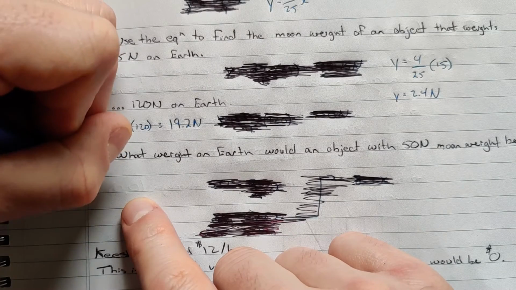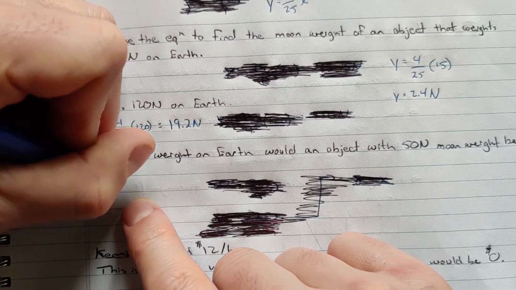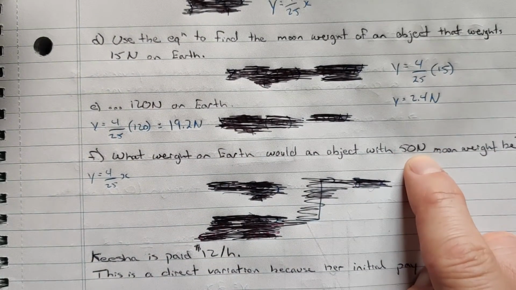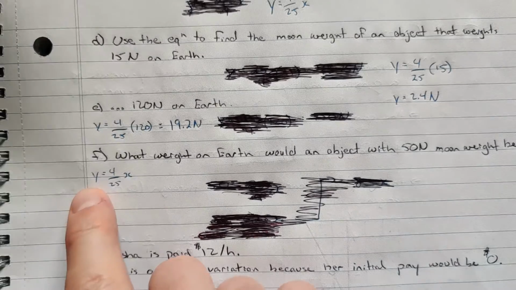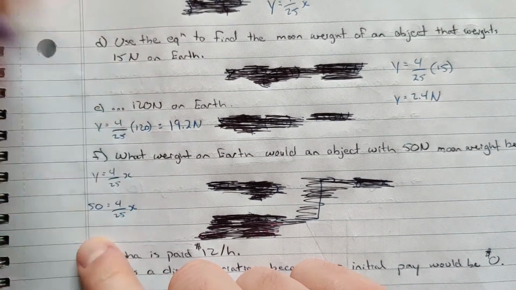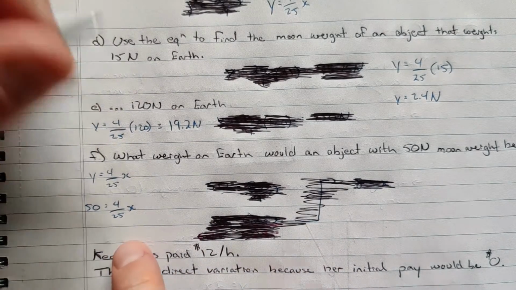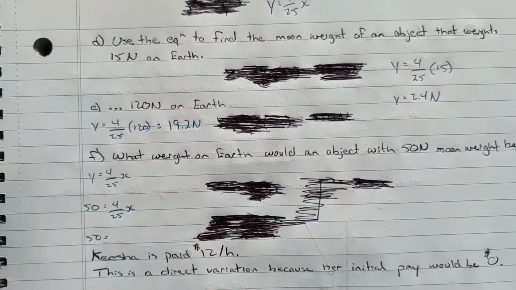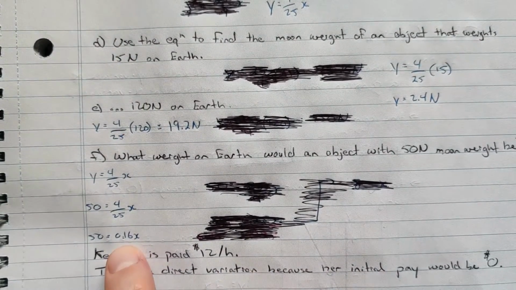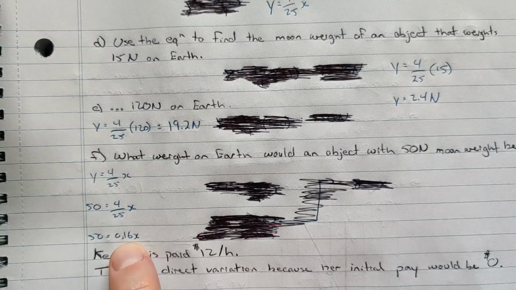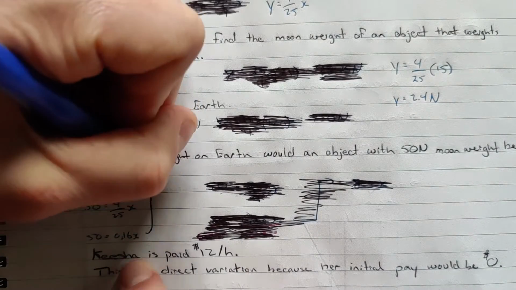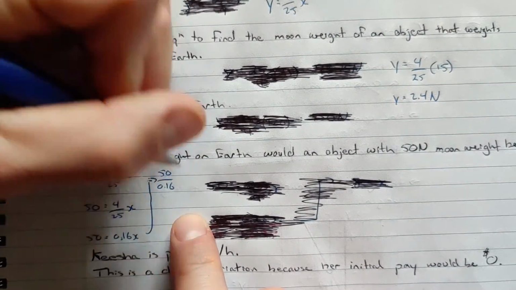Now in this last case here, it's a slightly different situation. We have y equals 4/25x as our general formula, but this time the 50 is the moon weight, so that's the y value. So this is 50 equals 4/25x. Now we'll want to change this 4/25 to a decimal, which was 0.16x. And now, because we're multiplying x by 0.16, to get rid of it, we just divide both sides by 0.16. So 50 over 0.16.